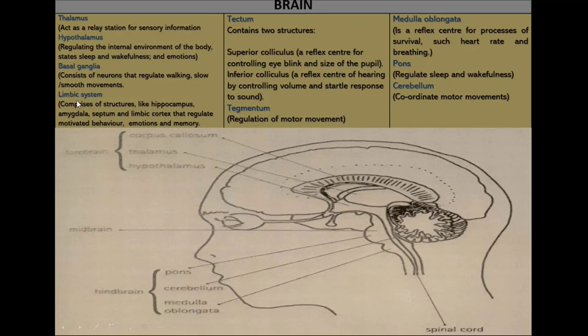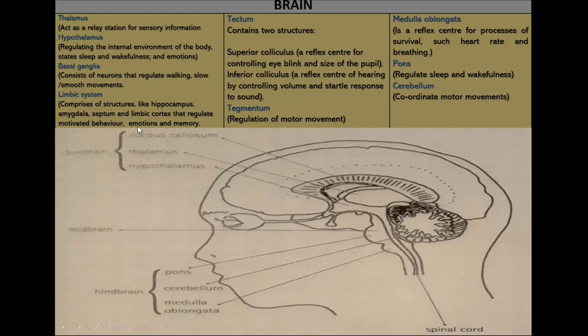Then you have the limbic system. The limbic system comprises structures like the hippocampus, amygdala, septum, and limbic cortex that regulate motivated behavior, emotions, and memory.